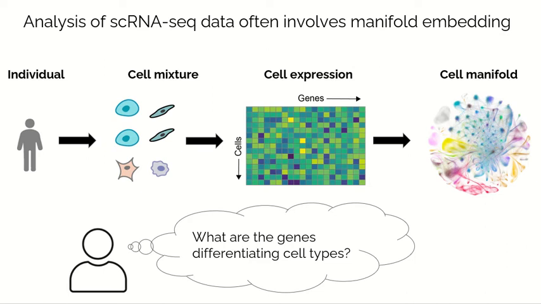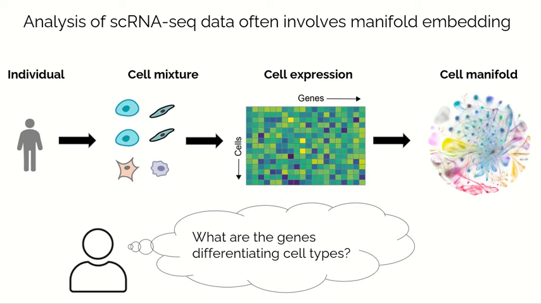Here is an overview of how scRNA-seq data look like. Typically, from an individual, we collect a population of cells containing a mixture of different cell types. We sequence them, and what we end up with is this large cell-by-gene expression matrix. This expression matrix is often high-dimensional, but it intrinsically resides in a low-dimensional manifold.